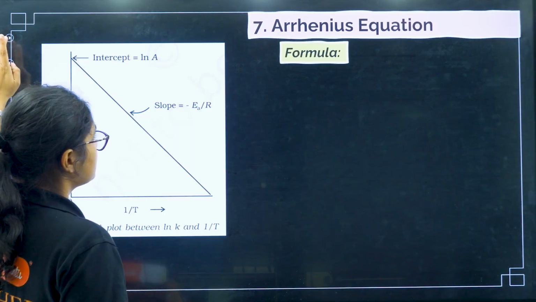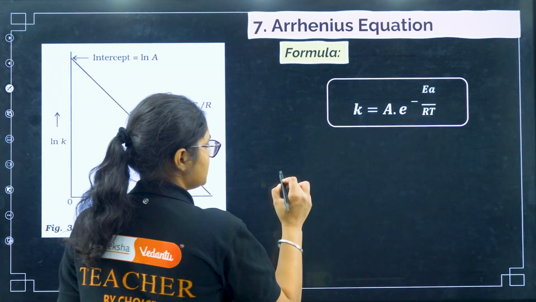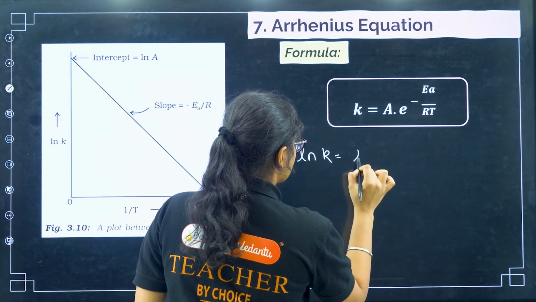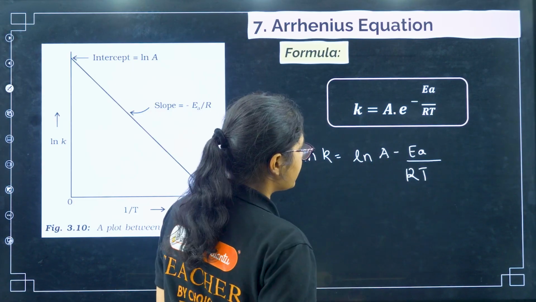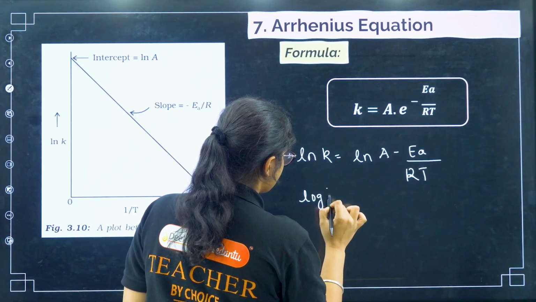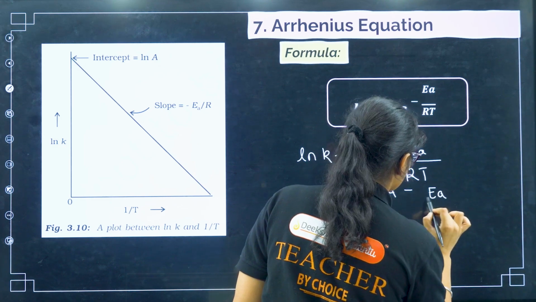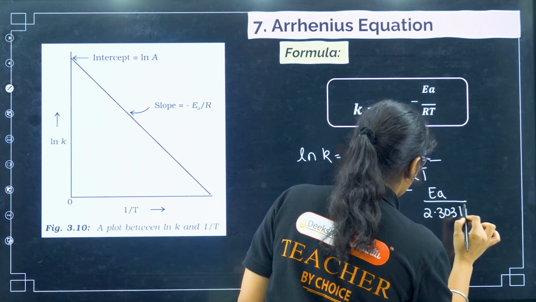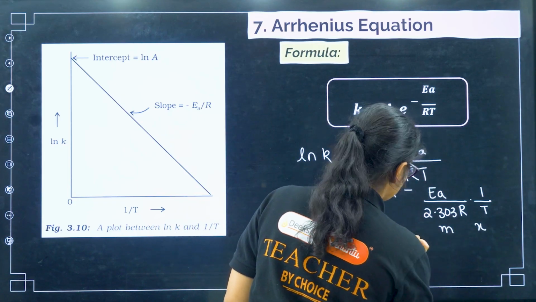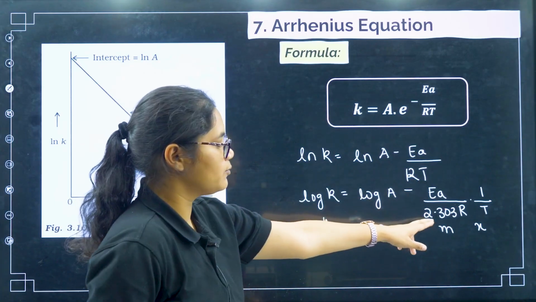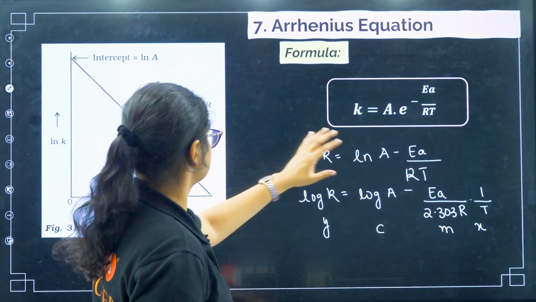Next, if the question is asked from the Arrhenius equation, okay, this is the Arrhenius equation: ln k is equal to ln A minus Ea by RT. Then if I take log here, log k is equal to log A minus Ea by 2.303 R into 1 by T. So if I draw a graph, this is y, this is m, this is x, and this is c, right. So you have a negative slope of Ea by 2.303 R here, with log k against 1 by T, this is the graph.